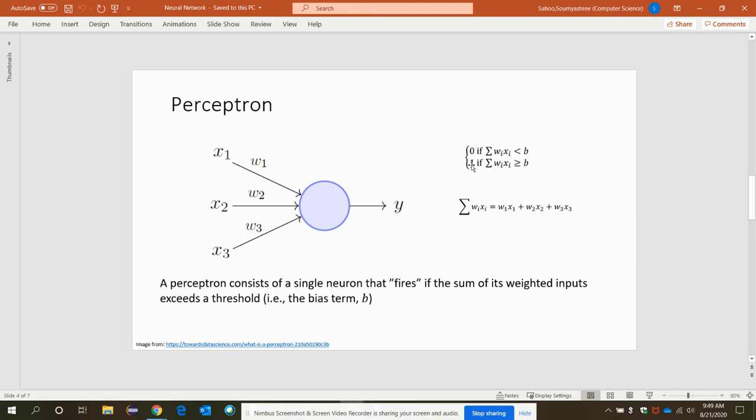So the rule is that if the summed input is greater than or equal to B, then it fires the output 1. So it's always based on the bias term. Else, if the summation of weighted input is less than the threshold value or bias value B, then it doesn't fire and the output will be 0. That is the basic structure of a perceptron.